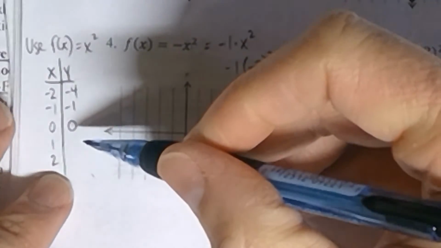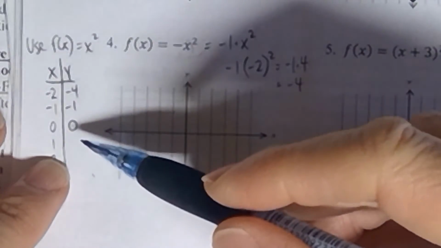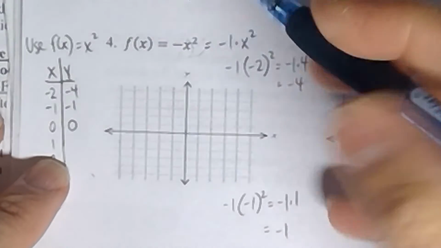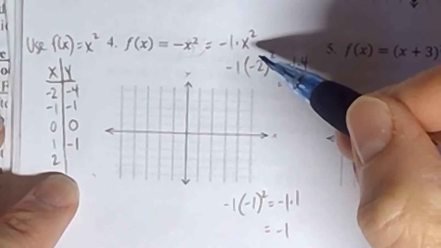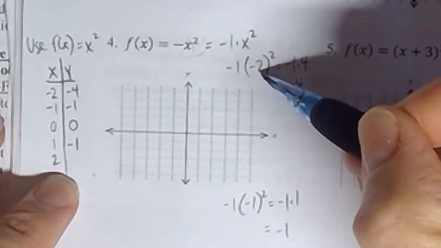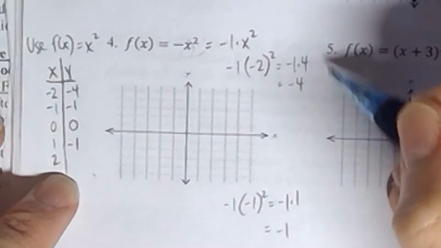We keep on doing that on all of these. Negative 1 times 0 squared is negative 1 times 0, which is 0. Negative 1 times, and then we plug in 1, that's negative 1 times 1, which is negative 1. And finally, if I plug in 2, I get negative 1 times 2 squared. Similar to this, it's negative 1 times 4, which is negative 4.